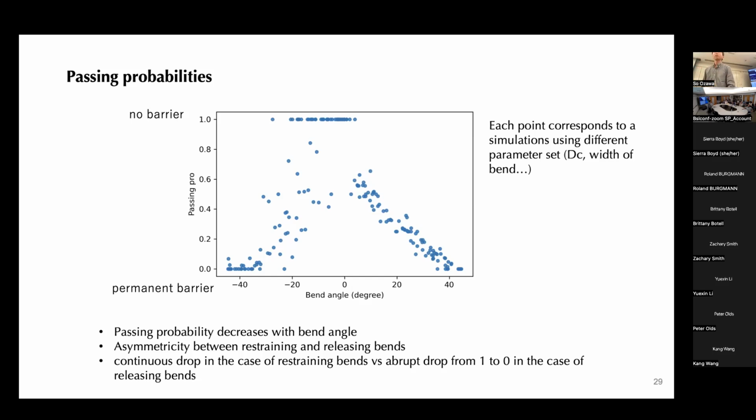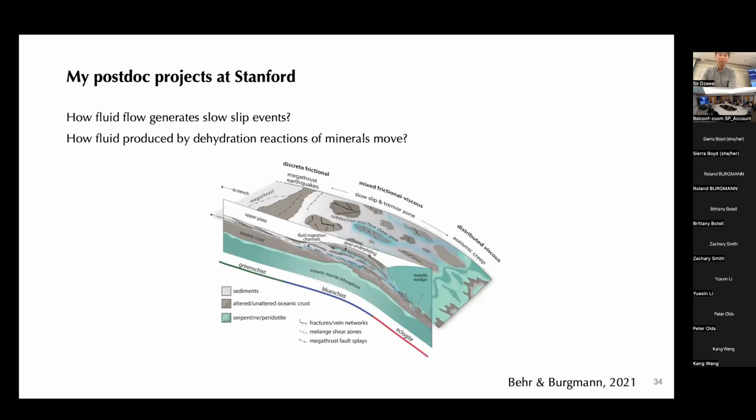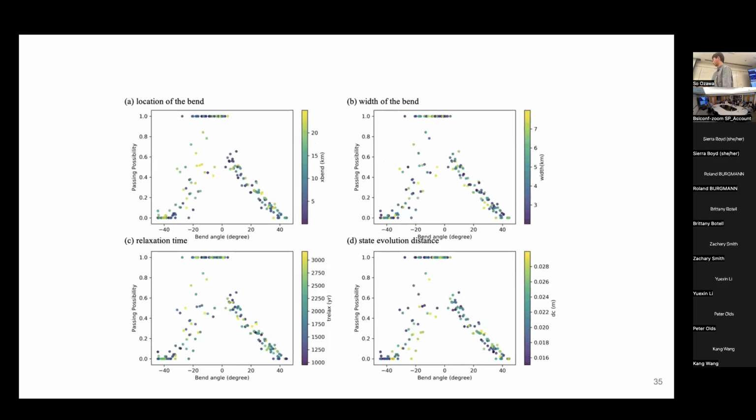Does your relaxation time make any difference? There's little difference. I have done parameter studies using different types of parameters, and none of them show very clear patterns, like state evolution distance, relaxation time, or the location of the bend.